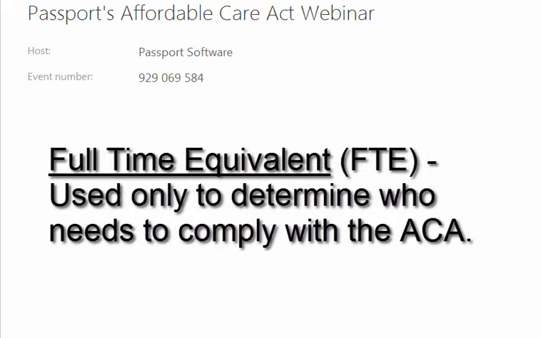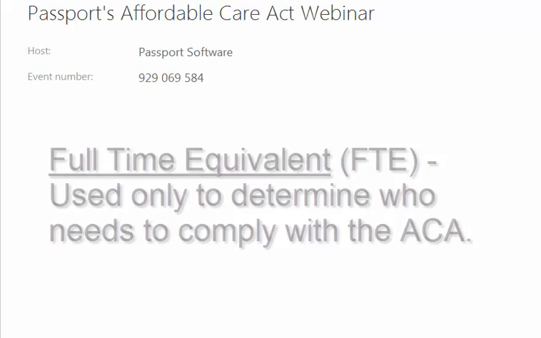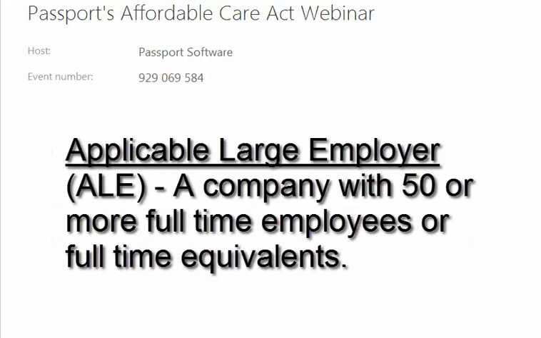A full-time equivalent, or FTE, is used only for the purposes of deciding who needs to comply with the ACA. So when you have a collection of part-time employees, the government says that for every 120 hours they work, that will count as one full-time employee, which leads us to the next term, an applicable large employer, or ALE. Now, if you have 50 or more full-time and full-time equivalents, you are defined as an ALE and are subject to the requirements of the Affordable Care Act.